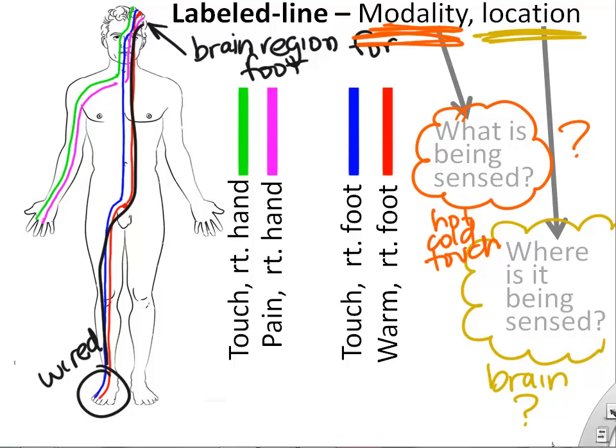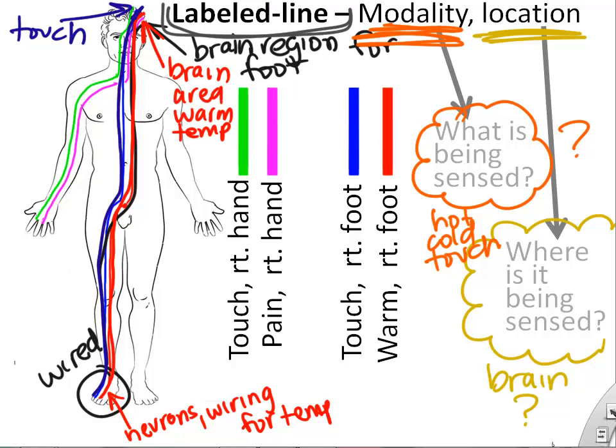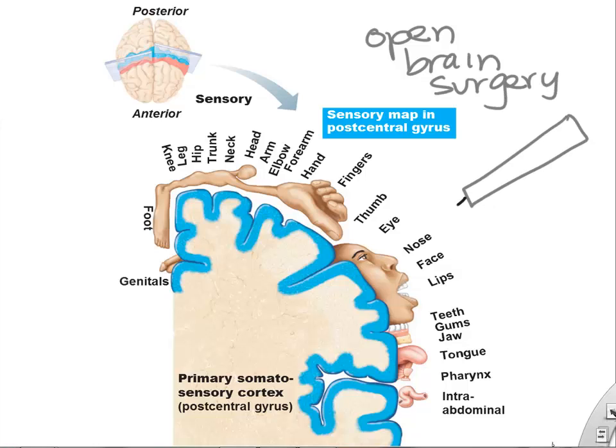What about the modality? How do you know, is it hot, cold, touch, temperature? Well, again, certain neurons are responsive to certain stimuli, and they are wired up to specific parts of the brain. So this brain region knows warm and temperature, and another brain region will know touch. So it's sort of this labeled line, the fact that your brain is wired up to certain areas, and then the brain interprets it that way.